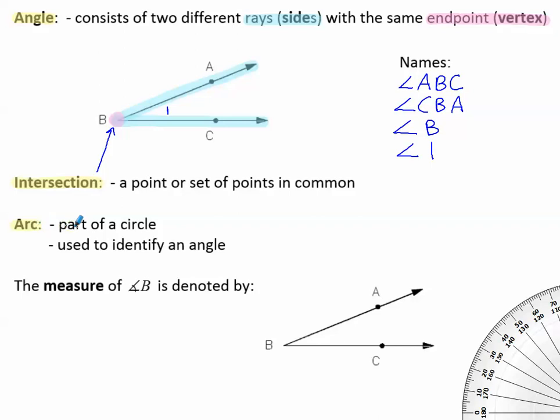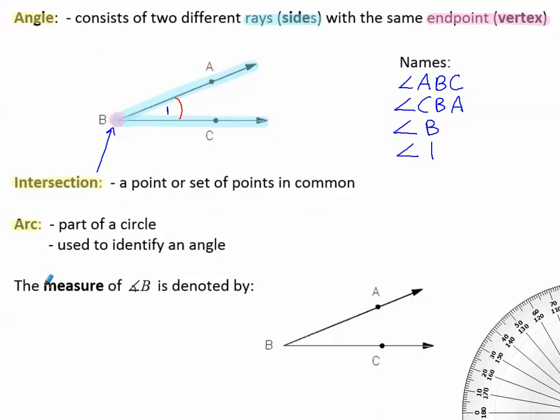An arc is a part of a circle. It is used to identify an angle. So in this picture, I could draw an arc to show that I'm referring to this angle right here. This is a part of a circle. This is an arc to reference this angle.